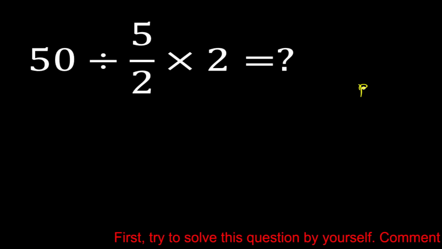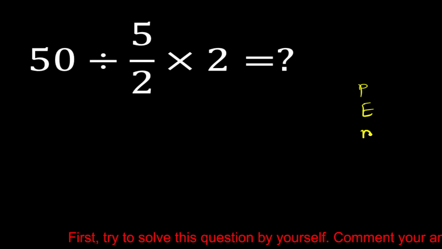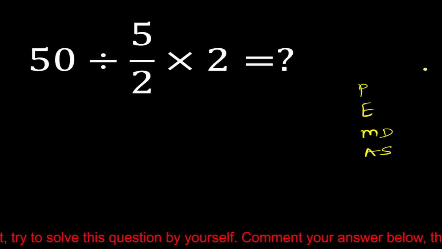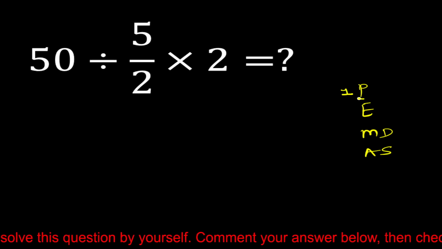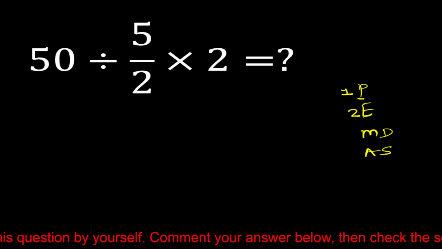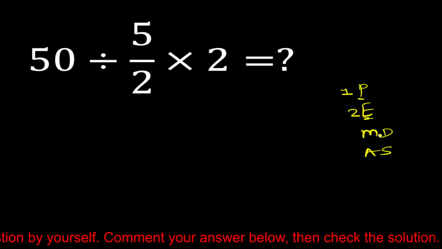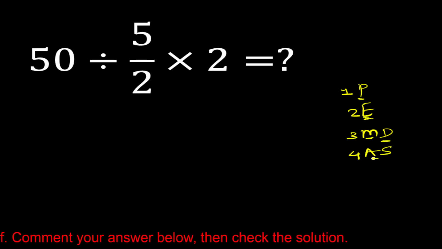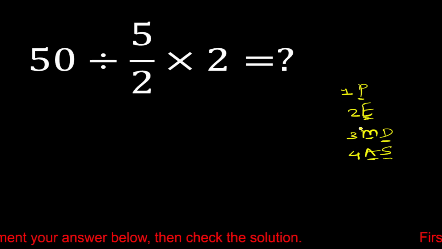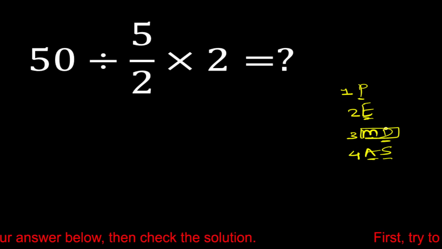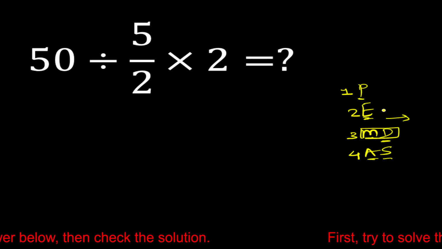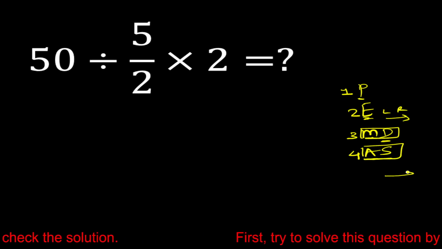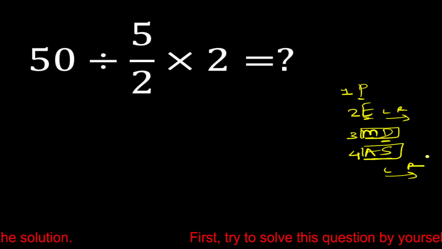Okay, PEMDAS, P-E-M-D-A-S. According to the PEMDAS rule, first priority is parenthesis, then second priority is exponents, then third priority is multiplication and division, and then fourth and last priority is addition and subtraction. Here multiplication and division both have equal priority, so we have to solve it from left to right. And also addition and subtraction both have equal priority, so we have to solve it from left to right.